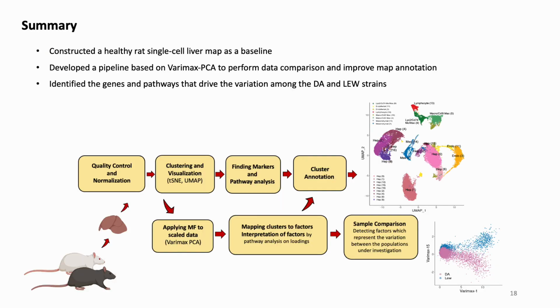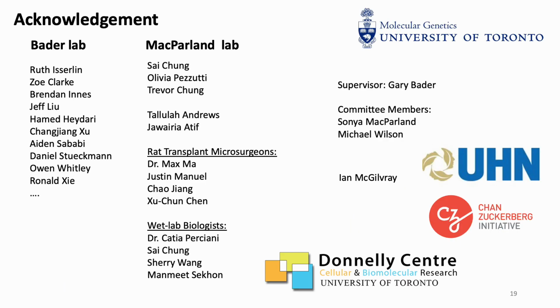To summarize, the Varimax-PCA analysis captured the cell identity gene expression signatures of different hepatic cell types and provided key insights into strain-specific differences in the rat animal model. Strain-specific differences were not discoverable using standard differential expression-based methods, providing a good example of the utility of factor analysis for single-cell genomics data analysis and interpretation.